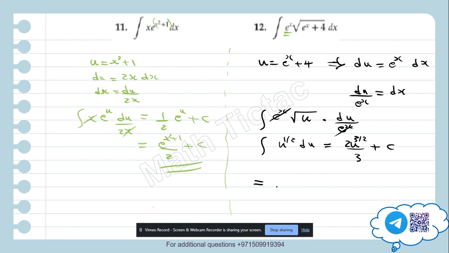So now let's write our assumption back. 2 over 3. So in here, e to the power x plus 4 to the power 3 over 2 plus c. That's it.